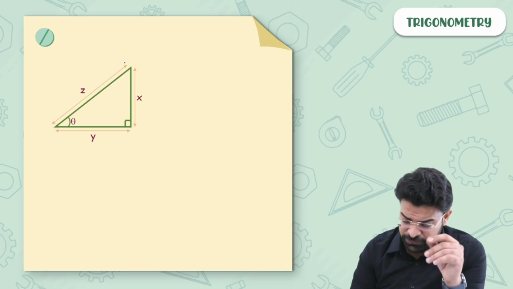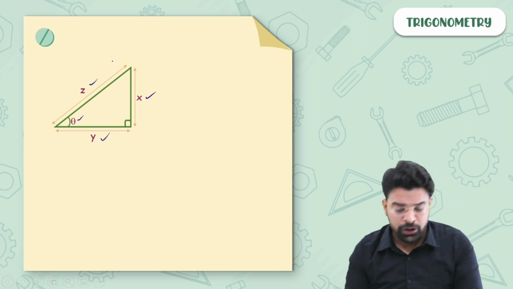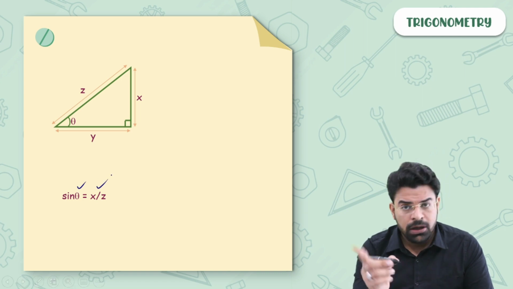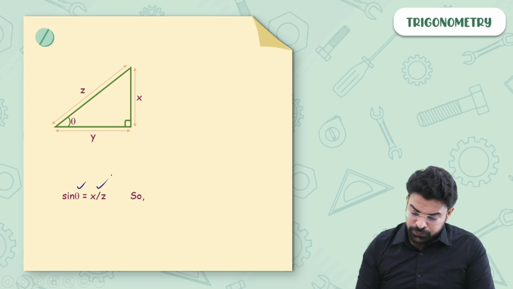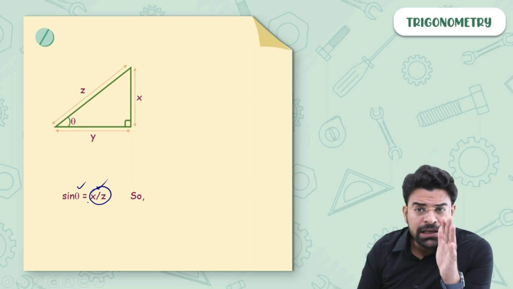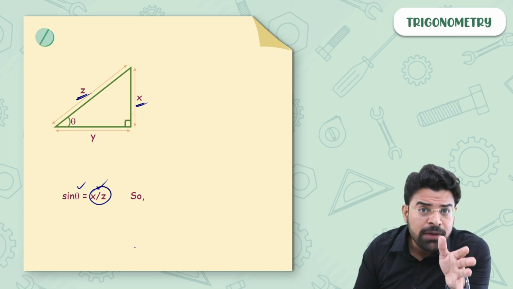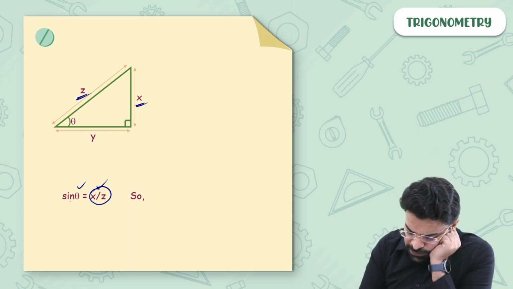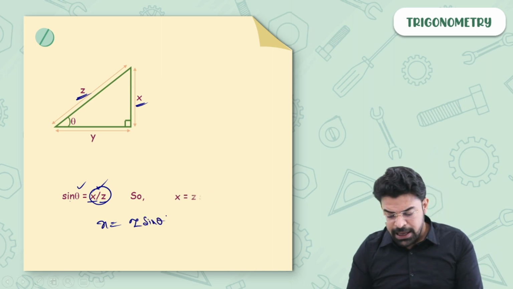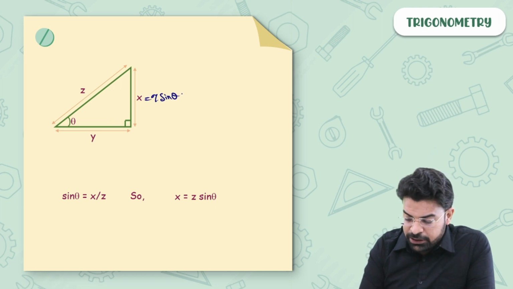Now let's say again we have the same right angle triangle. For angle theta, perpendicular is x, base is y, and the hypotenuse is z. Now we know that sine theta equals perpendicular upon hypotenuse, that is x by z. How can we write perpendicular in terms of hypotenuse and sine theta? So simple. If sine theta equals x by z, then x equals z sine theta. So this length can be written as z sine theta.